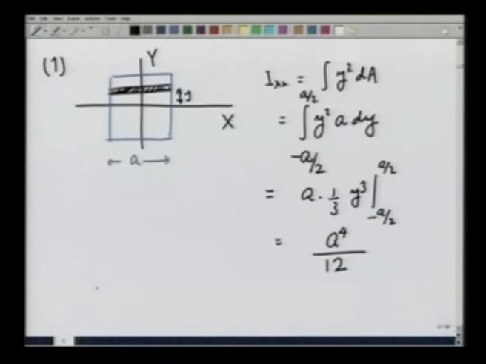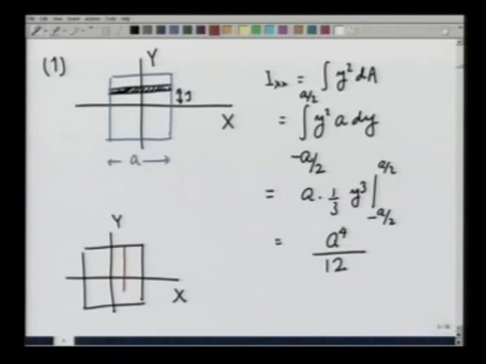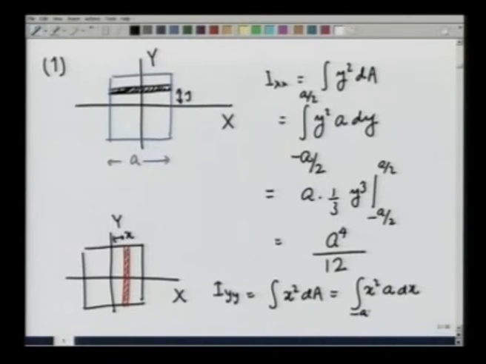Similarly, to calculate Iyy, this is the square. I choose a strip like this and calculate Iyy as integral x square dA, which in this case would become integral, this is at distance x, so integral x square a dx from minus a by 2 to a by 2, and this also in this case by symmetry would come out to be a raised to 4 over 12.